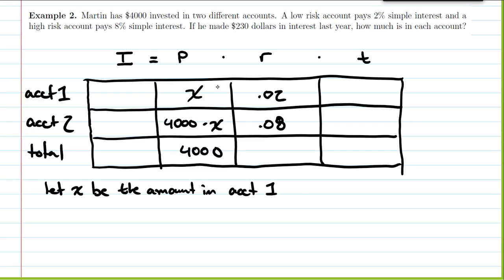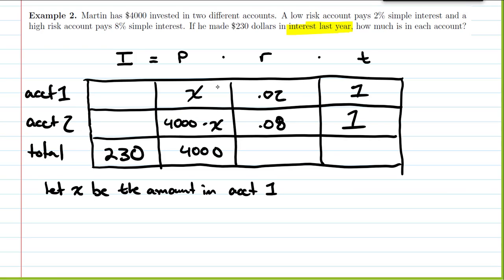And then we are told if he made $230 in interest last year, well that's a total, so that's going to go here. How much money was in each account? Well, it seems like we're missing some information from our table, but there's some implied information in words that isn't given in numbers, and that is the time for the interest last year. Well, the length of time for last year would be 1 year.